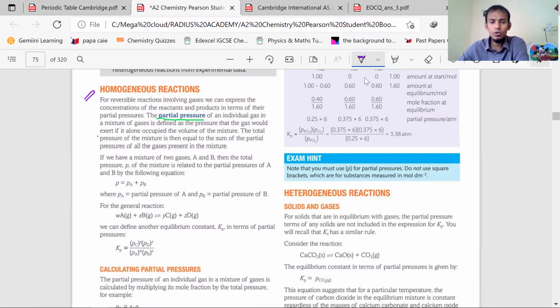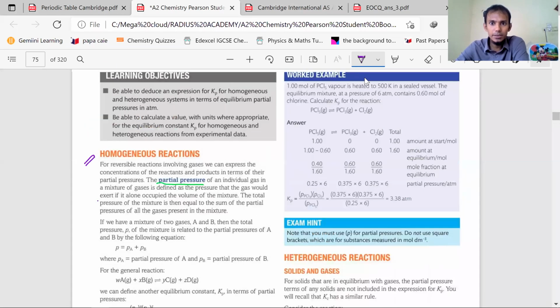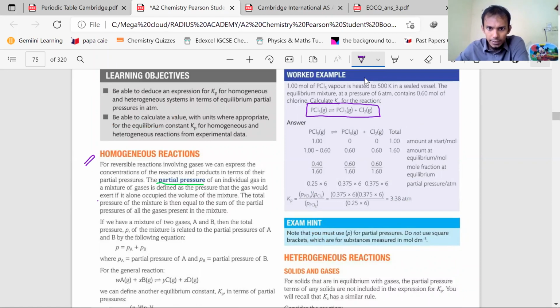Say A, B, C: three reactants, and they form products, and it's a dynamic equilibrium reaction. Let's take an example. These reactants and products are in dynamic equilibrium, inside a container. So what is partial pressure? If there is only PCl5 present in this cylinder, the pressure that PCl5 would create on the wall of the container, that is the partial pressure for PCl5.